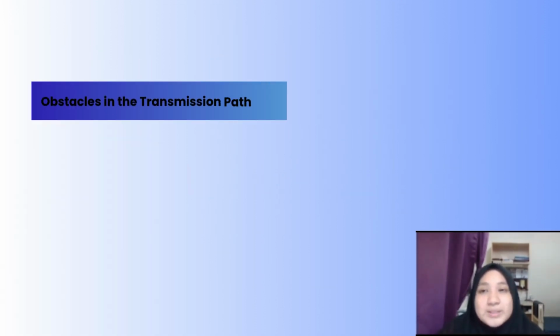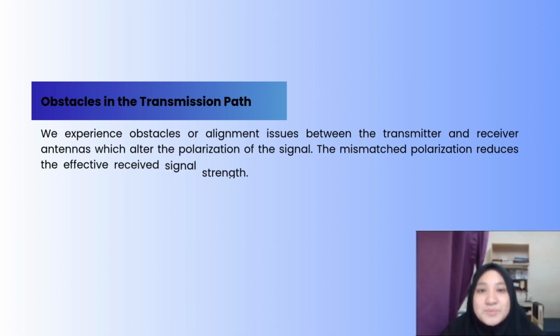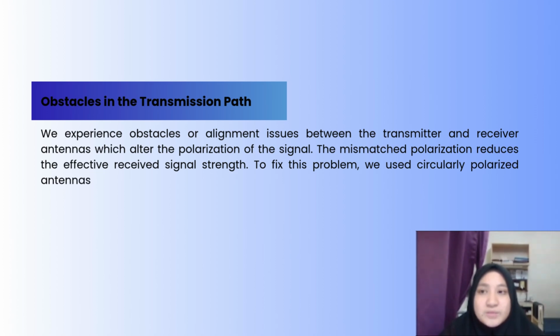Okay, next, obstacle in the transmission path. We experience misalignment issues between the transmitter and receiver antenna, which alter the polarization of the signal. The mismatched polarization reduces the effective received signal strength. To fix this problem, we use a properly polarized antenna.